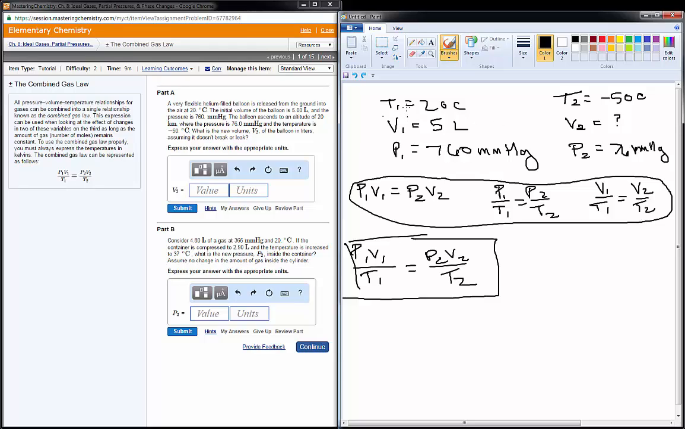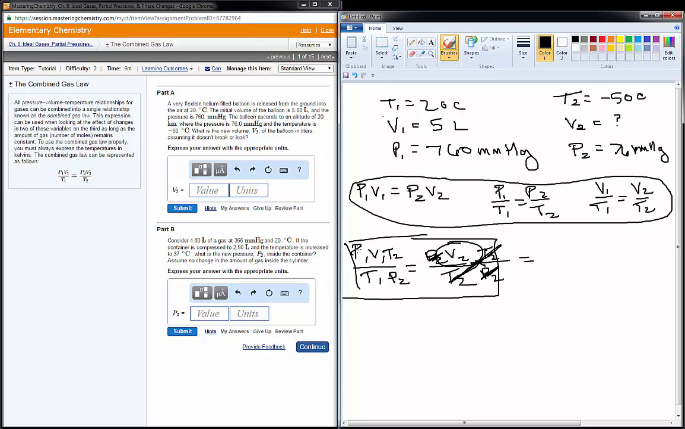But in this case, we are given T1, V1, and P1, and T2 and P2. We just need to solve for V2. And again, I'm going to recommend that we solve for V2 before we plug our stuff in. So in order to get V2 by itself, I need to multiply both sides by T2, so T2 will cancel. And then I need to divide both sides by P2 so that the P2 will cancel.